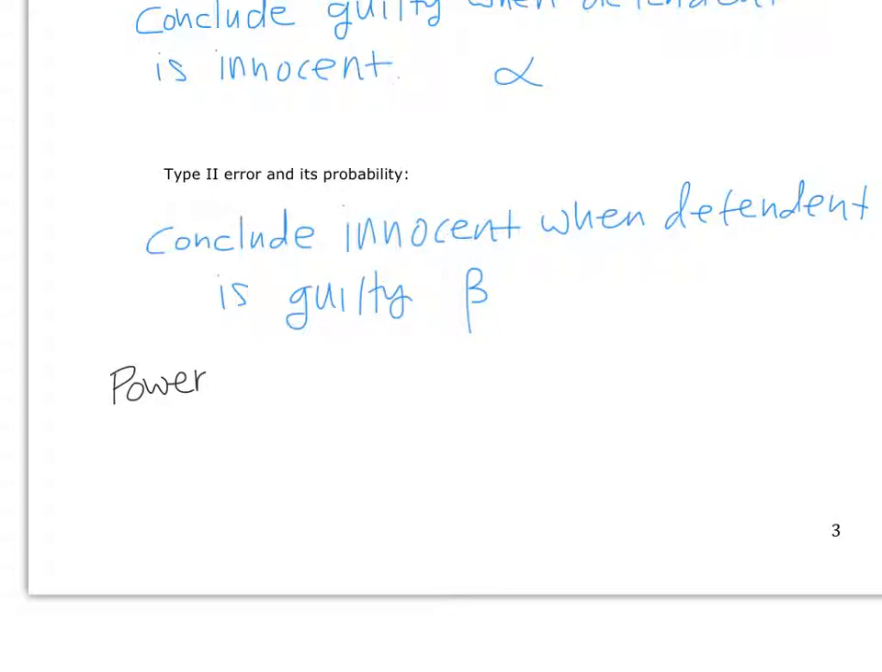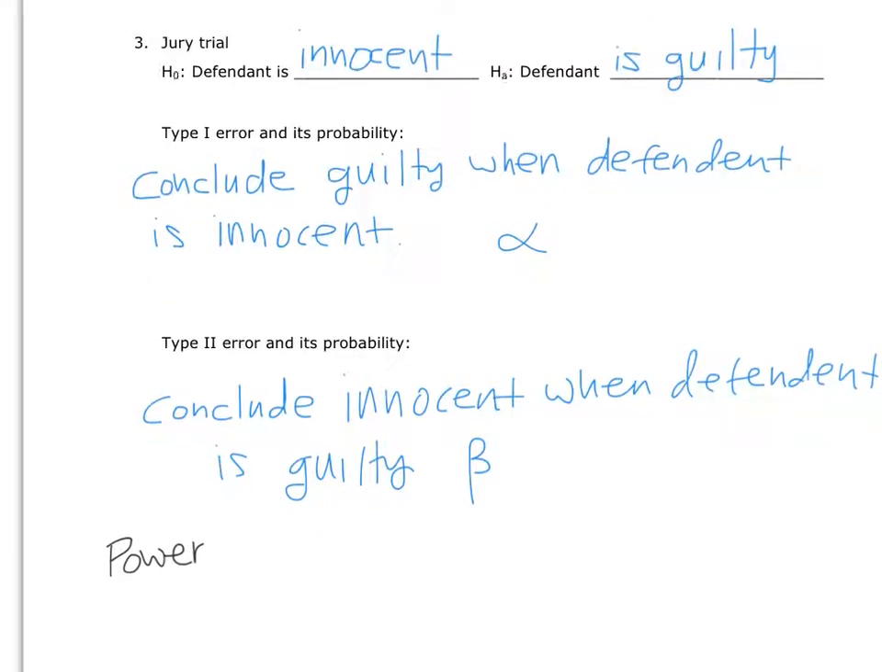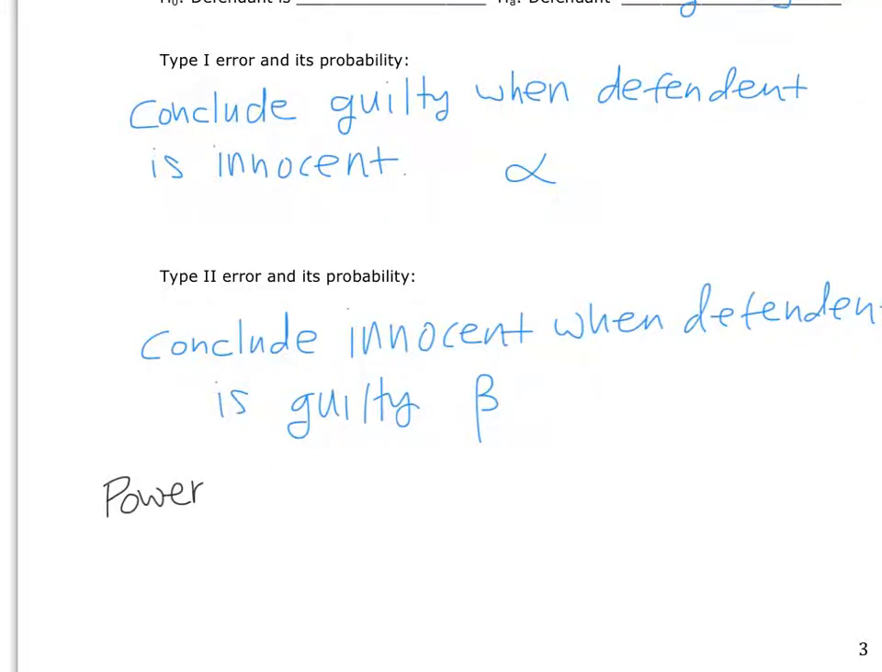Now let's think about what outcome reflects the power of the test. So the power is the probability we reject the null and the null is not true. So if we reject the null here, we are saying that they're guilty and they are guilty. So the power is reflected in the outcome of concluding guilt when the defendant is actually guilty.